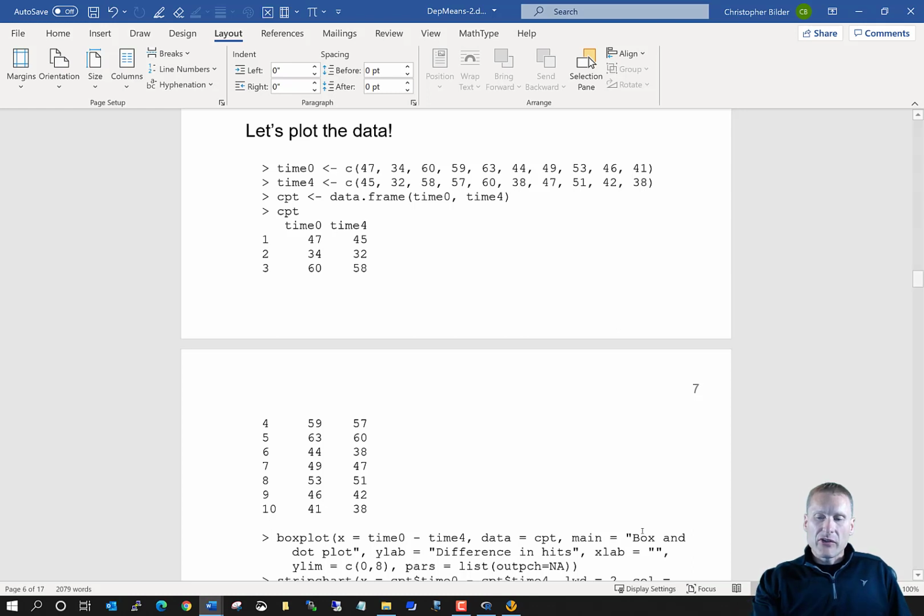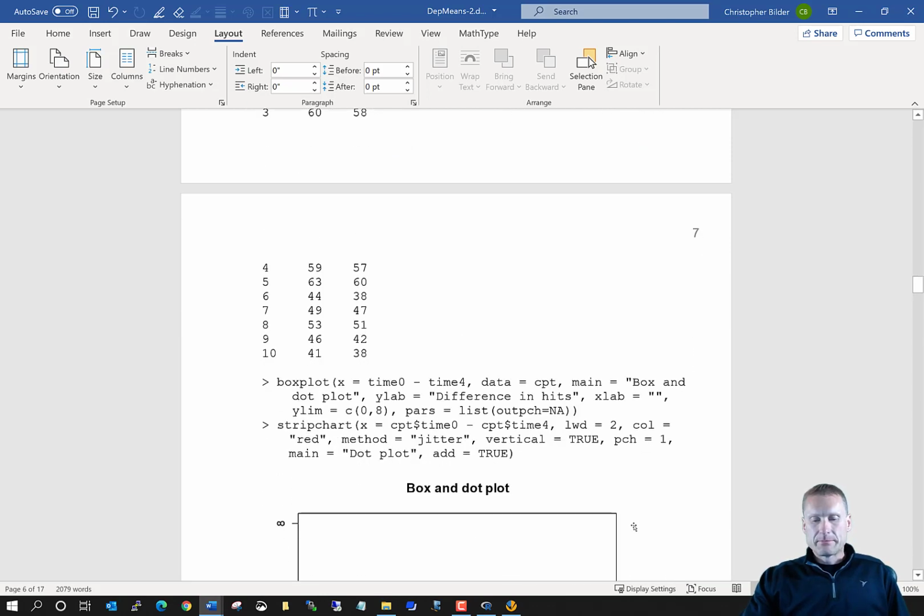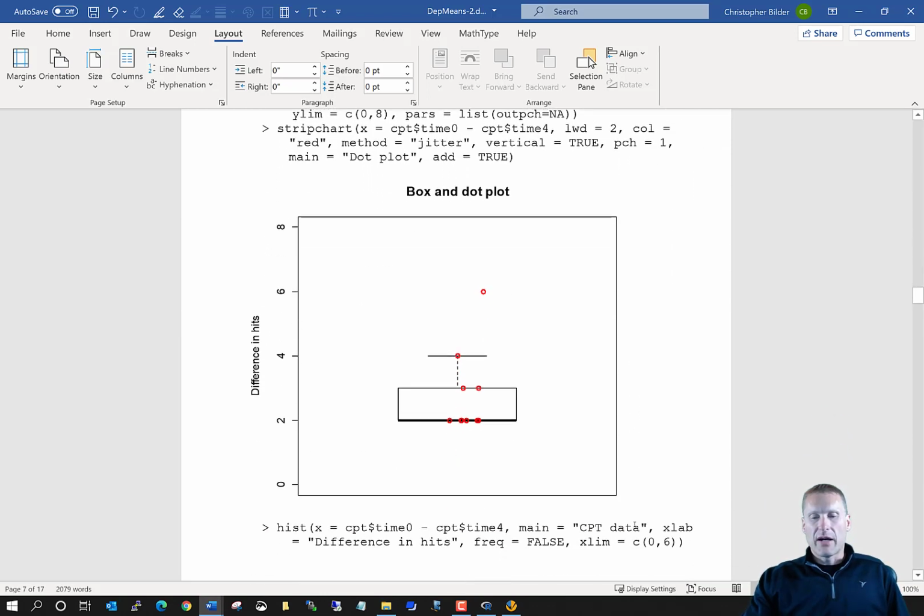Since I have such a small data set, I simply entered it in directly into R. I created an object called time 0 for the time 0 values, time 4 for the time 4 hour values, and put it all in a data frame to print it out nicely. And let's look at some box plots and dot plots. So here's what our data looks like.